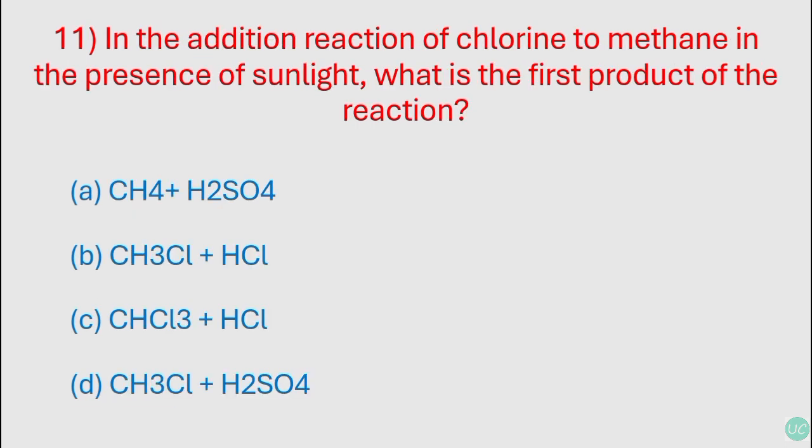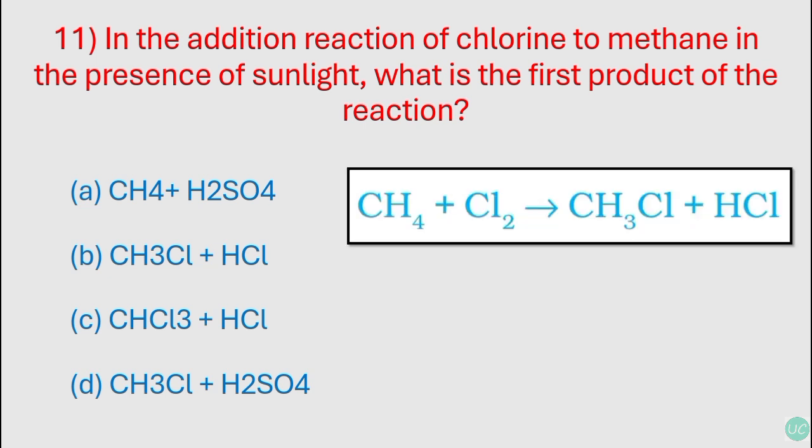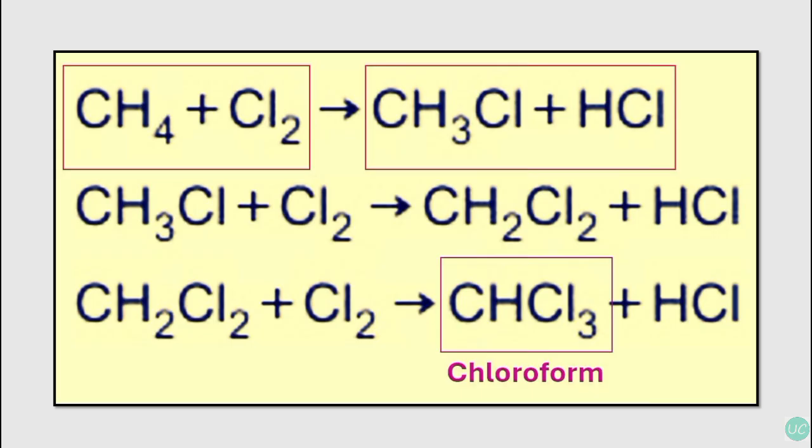Okay, our next question is, in the reaction of chlorine with methane in the presence of sunlight, what is the first product of the reaction? As you can see from the given diagram, methane reacts with chlorine gas in the presence of sunlight and gives chloromethane plus HCl. So the correct option over here is B, that is CH3Cl plus HCl. Now this is an example of a substitution reaction, and in a substitution reaction, one atom or group of atoms is replaced by another atom. Here chlorine replaces the hydrogen atom.